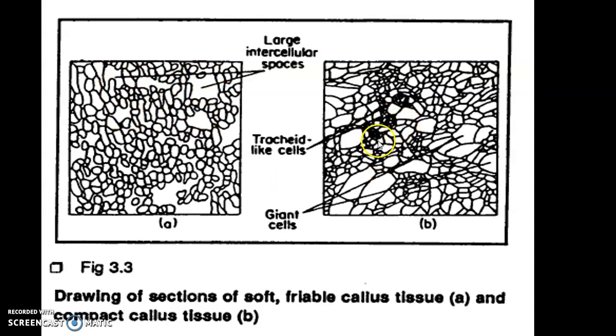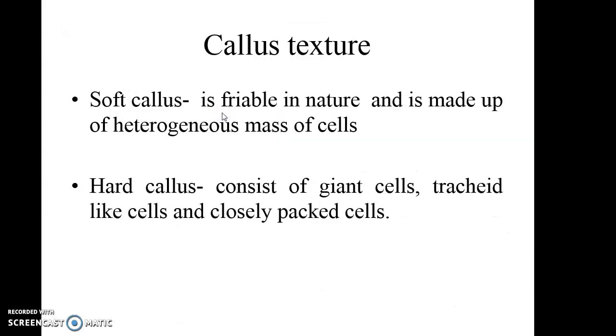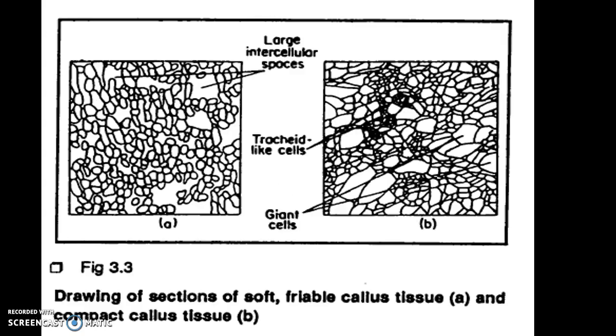While in compact callus, you can see there are some cells which have a larger shape, and those are closely packed. So you cannot see any large intercellular spaces between these cells. The larger cells are termed giant cells, and then you can see the formation of tracheid cells. So this is the texture of callus tissues. Keep in mind that friable callus or soft callus is used for suspension culture.